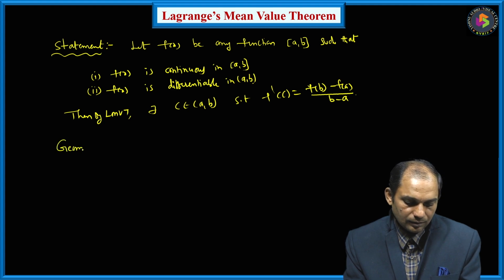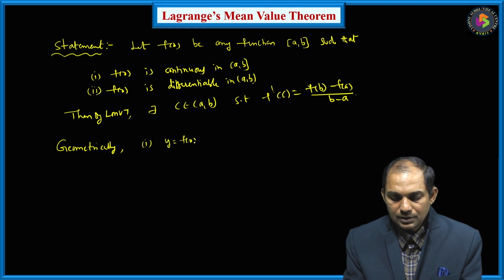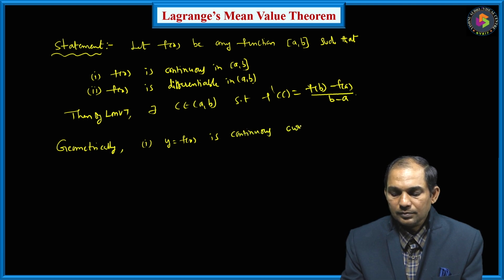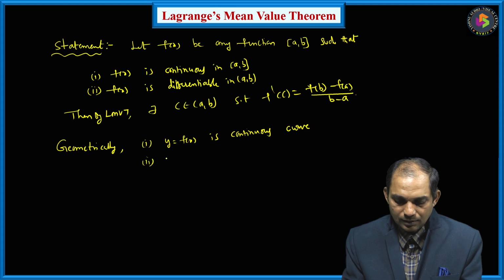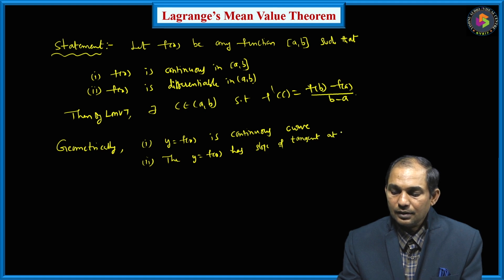So geometrically, the first two conditions of Lagrange's mean value theorem are the same as the first two conditions of Rolle's theorem. The first one says that the curve y is equal to f of x is a continuous curve. And the second one says that the curve y is equal to f of x has a slope of tangent at each point on the curve.